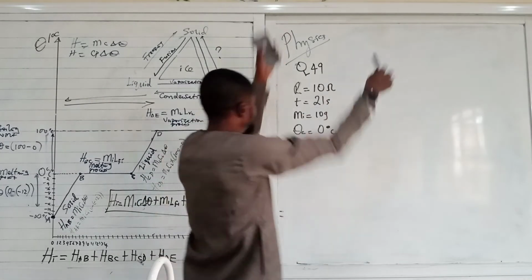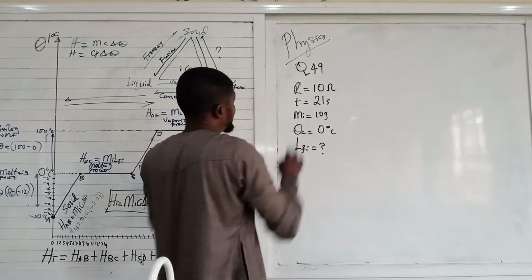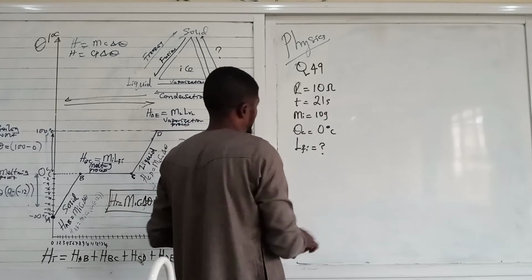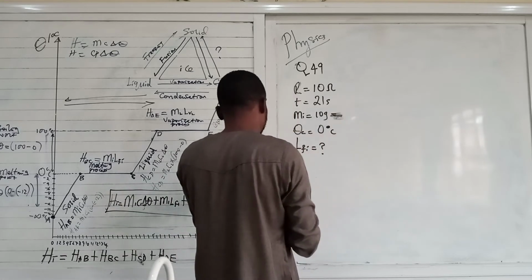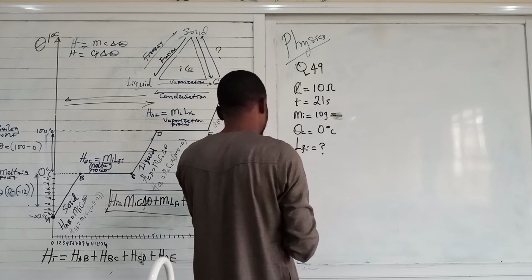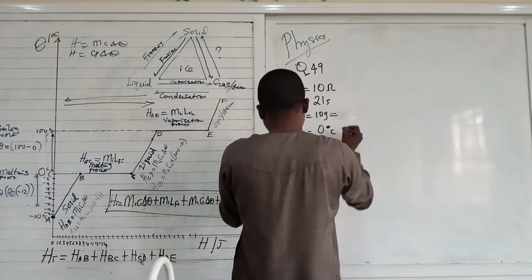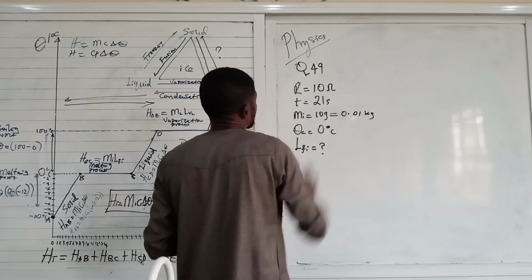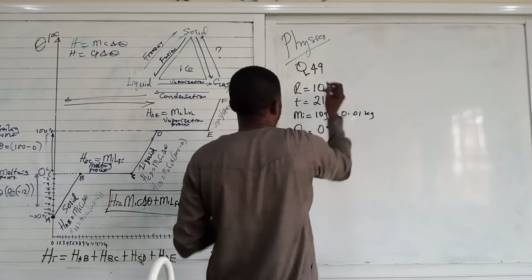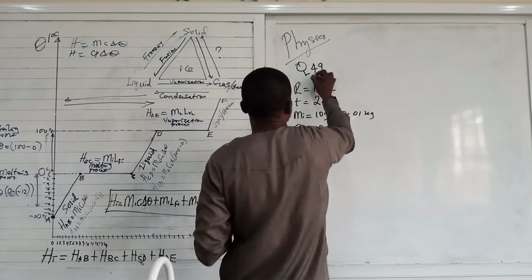So let's begin. We are going to convert everything to the standard units. So this is 10 divided by 1000, you have 0.01 kilogram. Time in seconds, that is fine. So we are good to go now.